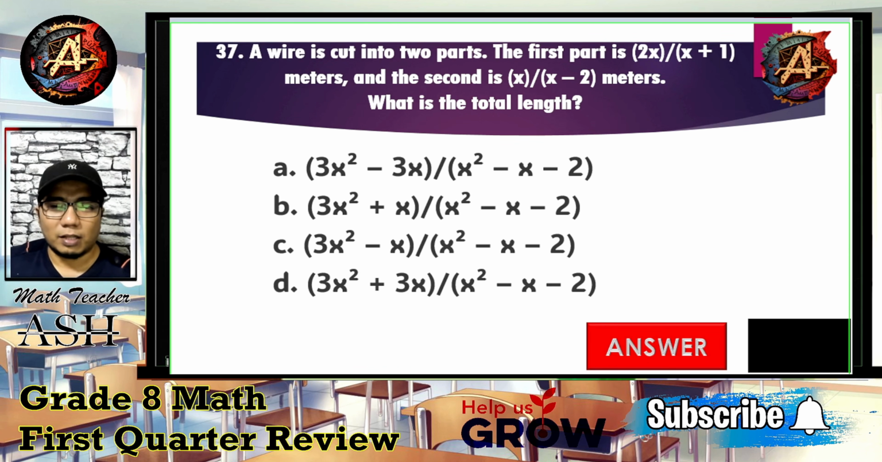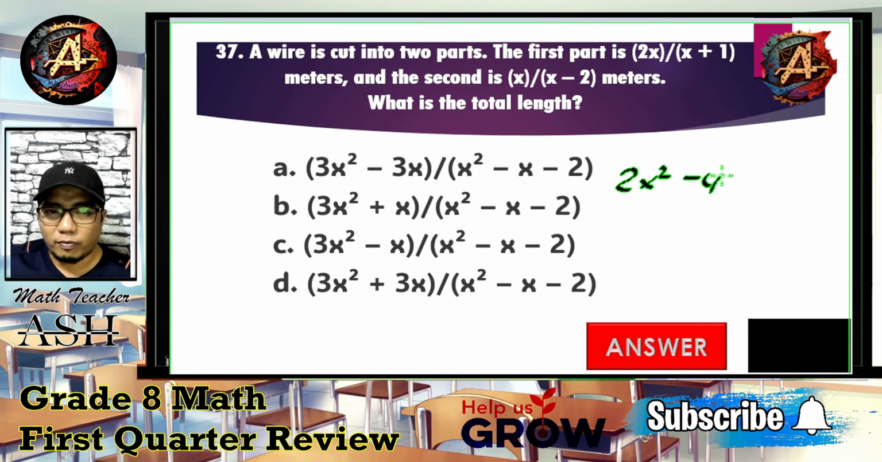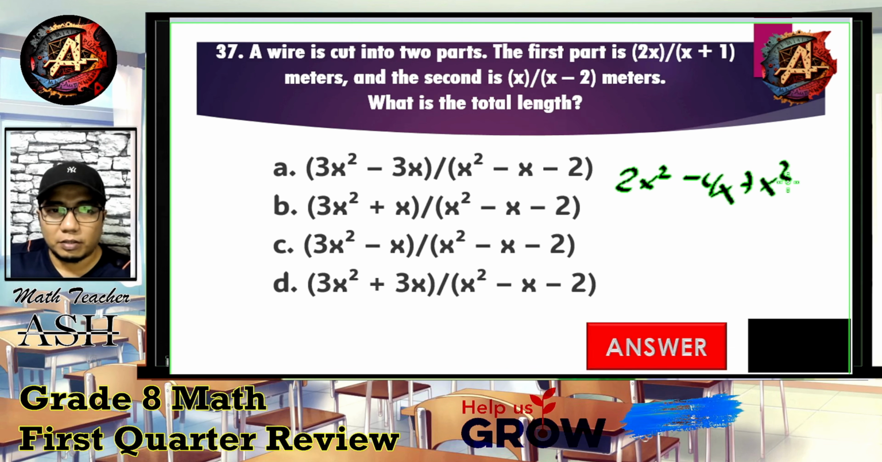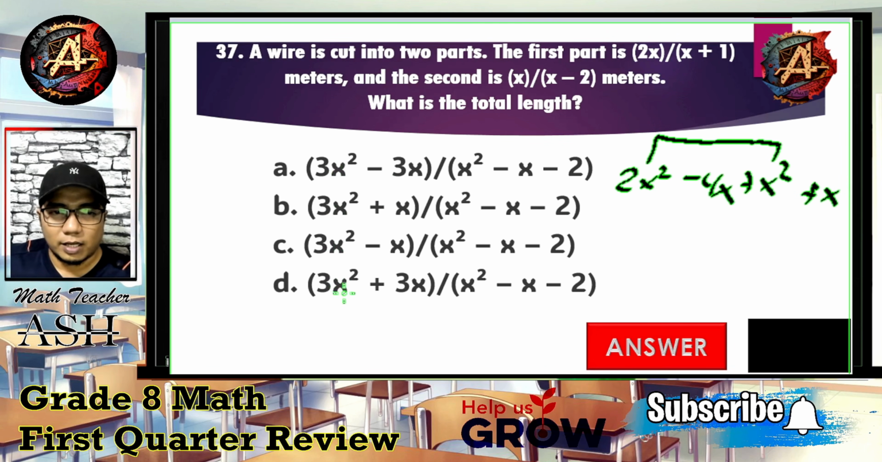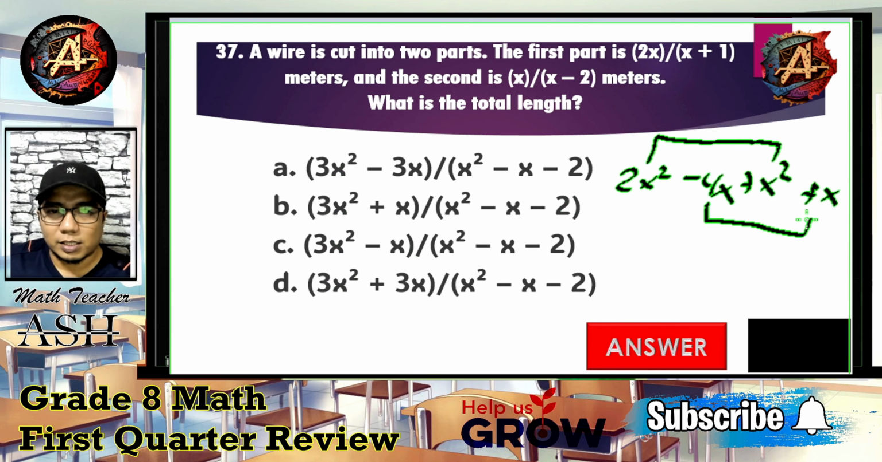The second part of the butterfly method is you cross-multiply the numerator to its other denominator. So that would be 2x times x minus 2. By multiplying this one, that would give you 2x squared minus 4x. And then the next is the x here multiplied by x plus 1. So that would be positive x squared plus x. Combining like terms, that would be 3x squared. So all of them have 3x squared. Now, if you add negative 4x plus x, that would give you negative 3x. So therefore, the correct answer is letter A.